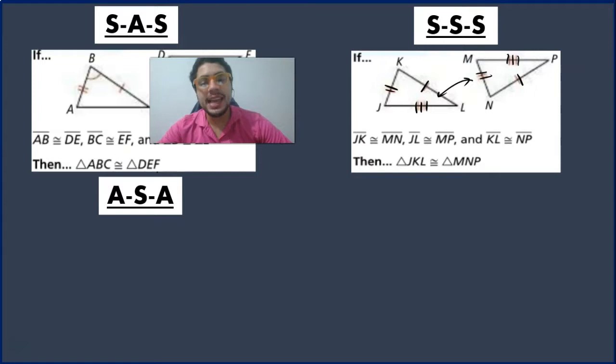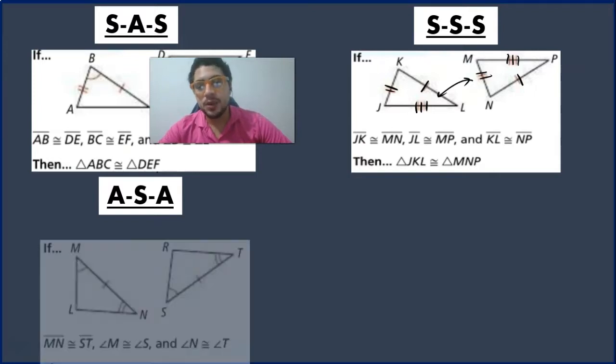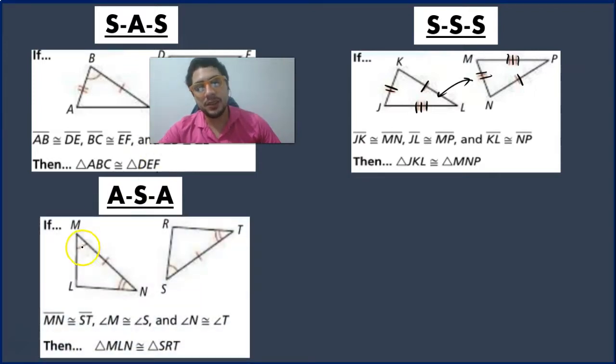Now, what about the next one? The next one would be the ASA theorem, which basically says that whenever we're given the angle, the consecutive side, and then the consecutive angle again of two triangles, like in this case, because the angle, side, angle relationship between the two triangles is congruent, we can also say that the two triangles are going to be congruent as well.